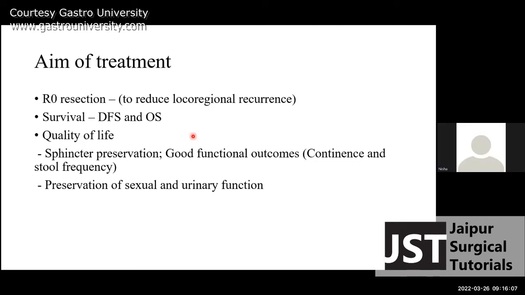So the aim of management in treating a patient with rectal cancer is to achieve R0 resection, because that is going to bring down the loco-regional recurrence, obtain good survival in the form of disease-free survival and overall survival, and maintain a good quality of life in terms of sphincter preservation. Not only sphincter preservation, but also good functional outcomes in terms of continence and stool frequency, and preservation of sexual and urinary function by preserving the pelvic autonomic nervous system.